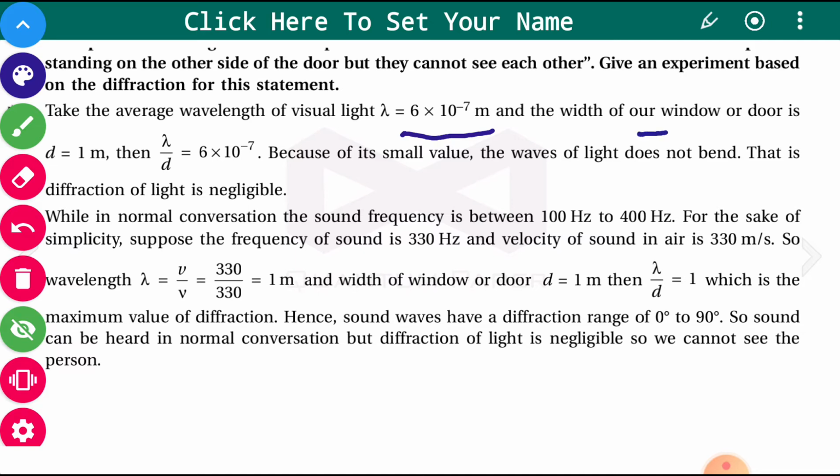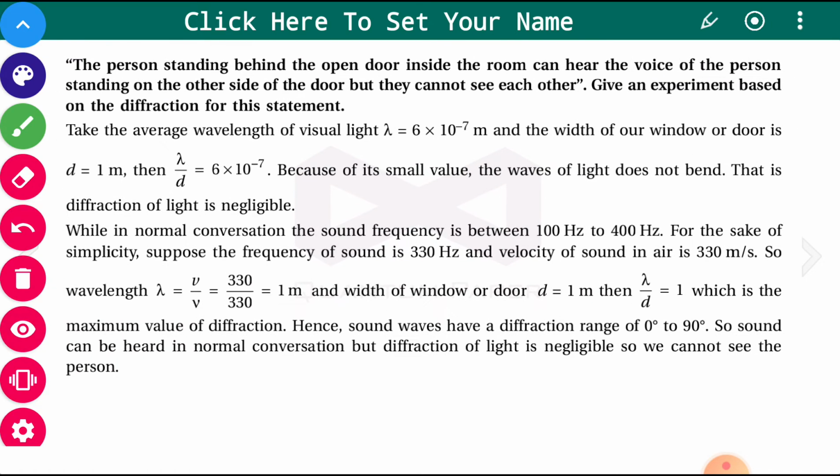And the width of our window or door is say 1 meter. The width of say door is 1 meter. So lambda upon d, if you find, then lambda is 6 into 10 raised to minus 7 upon 1. So the ratio will be 6 into 10 raised to minus 7. Because of its small value, the waves of light do not bend at the edge. That is, diffraction of light is very, very small or negligible, we can say.